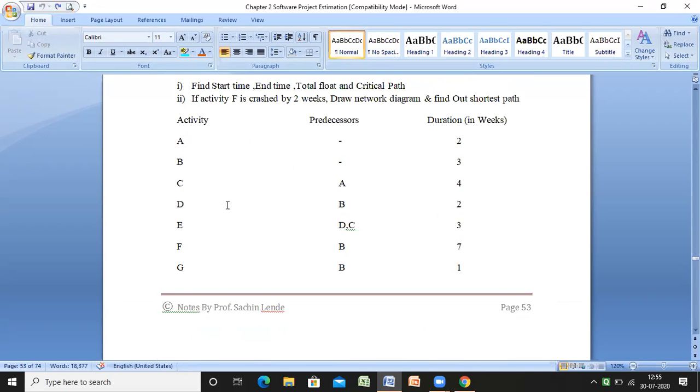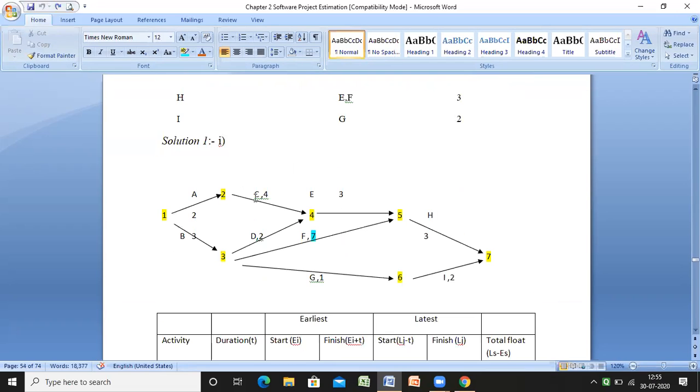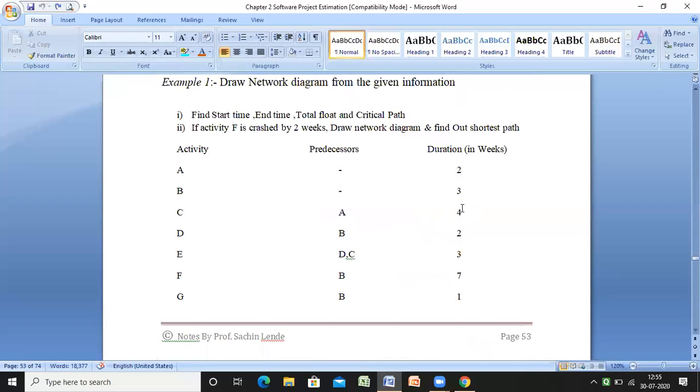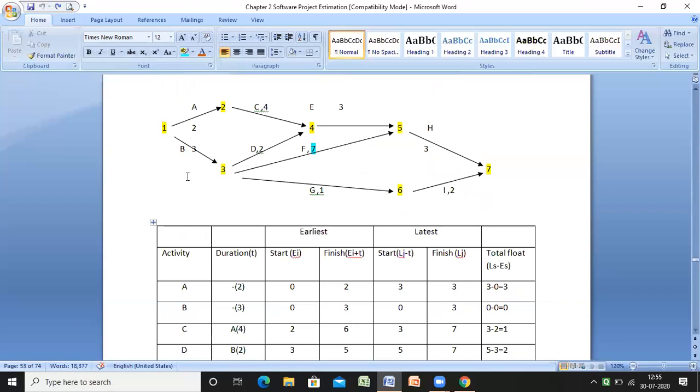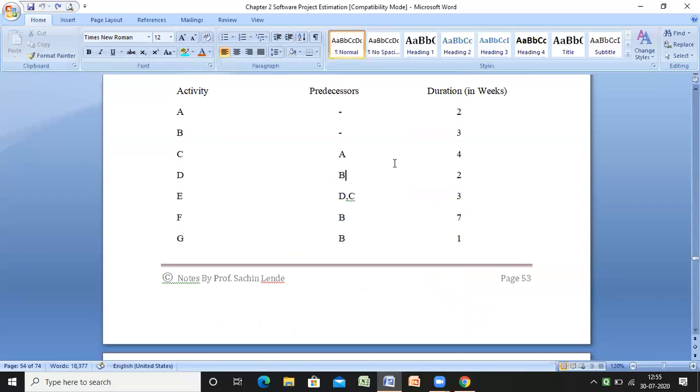Similarly, I am going to calculate C. The predecessor of C is A. So C is the activity and its predecessor is A. I start from the second node to another point, the fourth node. The duration of the activity is 4 here. You get this? Now the next activity is D, and its predecessor is A as well. So the activity D goes to another node, the fourth node, and the duration is 2 there.